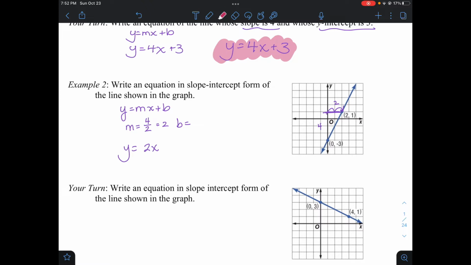The only other thing we need to find is the y-intercept. The y-intercept is where it crosses the y-axis, which is right there, and that is 1, 2, 3 units down. Since that's down, that is -3 or a -3. Okay, so again, pause the video, try the your turn, then come back and check it.